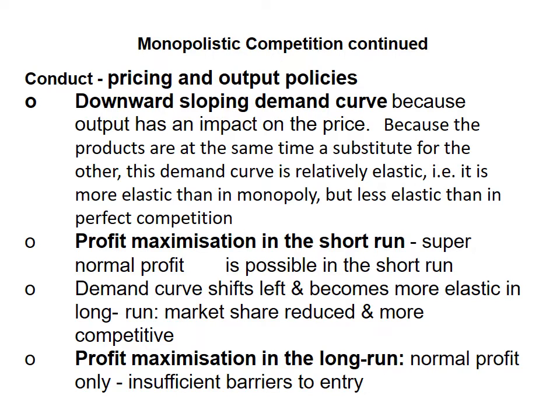They could have competition coming in and taking away from their customer base. If this were to happen, the demand curve shifts left and becomes more elastic in the long run. The market share is reduced and more competitive, and any abnormal or supernormal profits end up disappearing, and we'll see this with a diagram. And we can have profit maximization in the long run, but normal profit only because we have those insufficient barriers to entry.